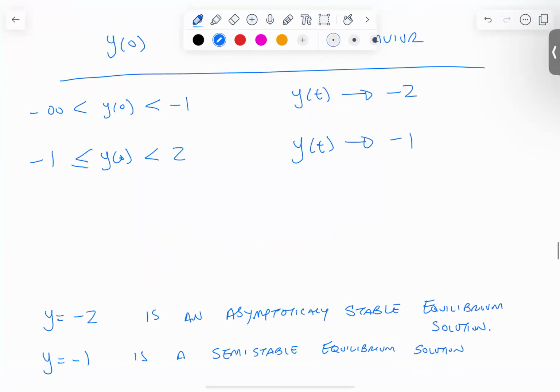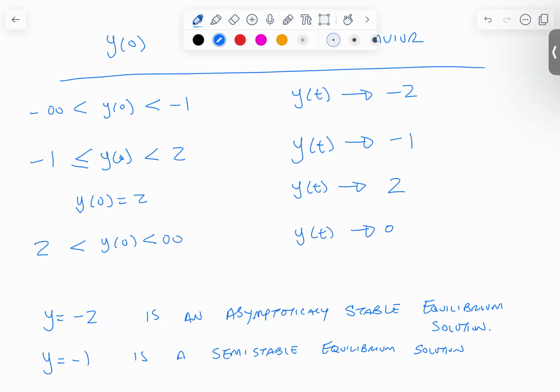So now we have to separate this again. y0 equals 2, y of t heads towards 2. But then everything from 2 to infinity heads towards infinity. So again, we'll have to make sure. The biggest thing is leaving one of these out, and that's the thing I really focus on, because I want to make sure you have all the values.